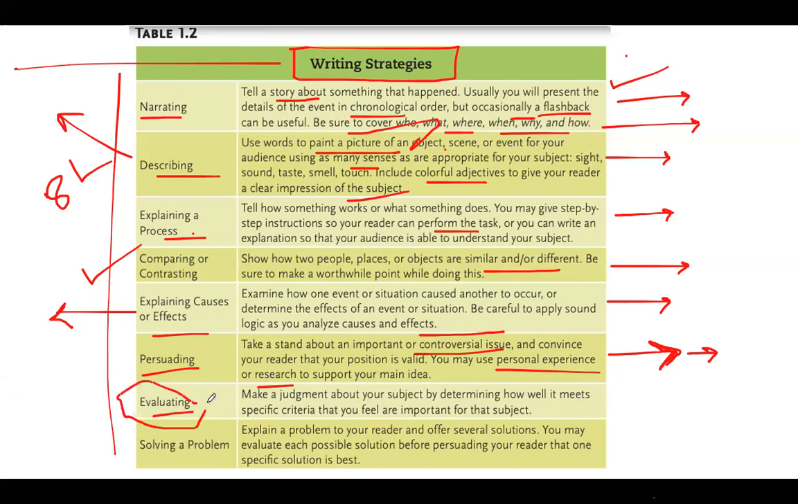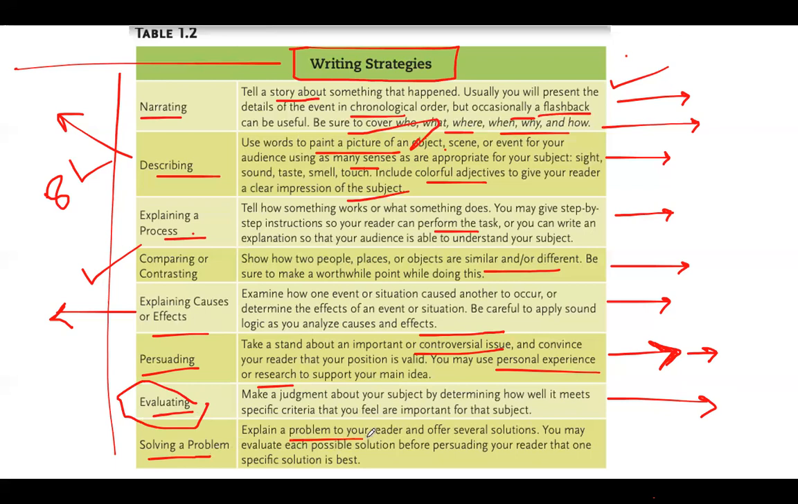Evaluating, that's a higher, advanced sort of writing. You have to make judgments about your subject by determining how well it meets specific criteria that you feel are important for that subject. So you have to keep this in your mind right now, that evaluating is one of the writing strategies. Solving a problem: explain a problem to a reader and offer several solutions.